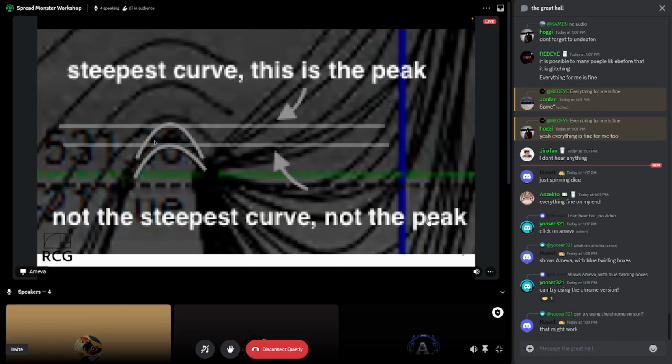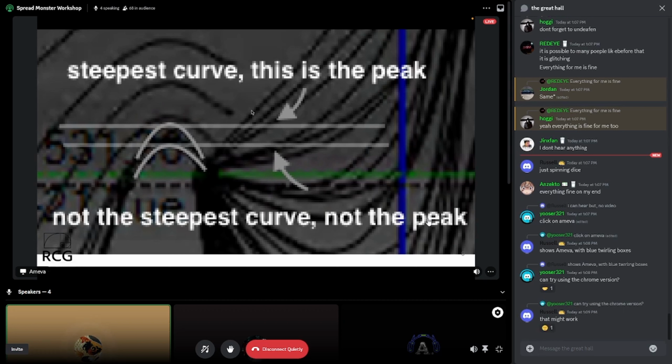Here's another example. It's actually a little bit deeper than you'd normally see. Other curves, even though they look to be sharp, they're not the peak zone.